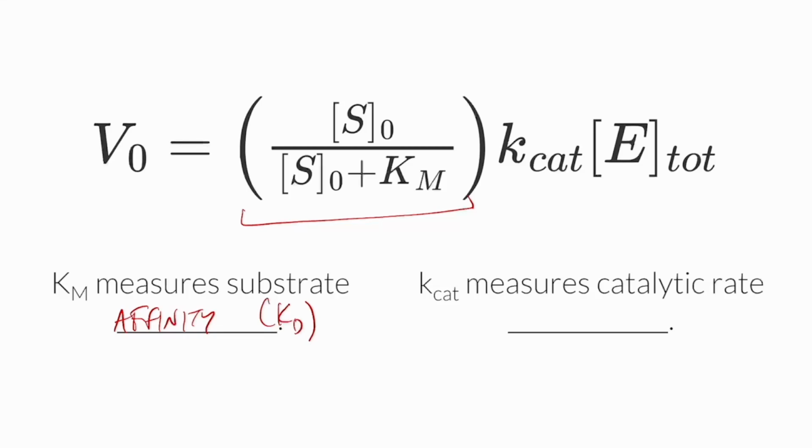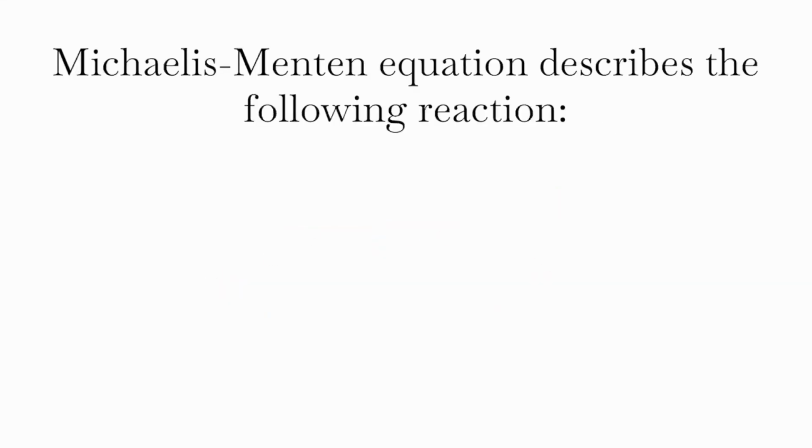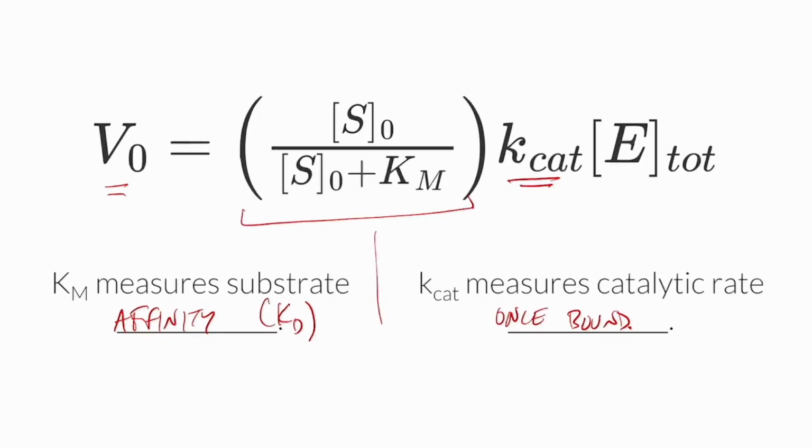Okay, that's measuring that. But this is giving us a velocity, right? A rate. This has no units, actually, right? This is concentration over concentration plus concentration. So this has no units. This is a fractional saturation. So kcat is giving us a rate. And what it's measuring is the catalytic rate once bound. So once the enzyme is engaged with the substrate, how quickly can it go? So this is the catalytic rate. So Km is measuring affinity. Kcat is measuring catalytic rate. Okay, so that's just kind of phenomenologically what we're seeing.